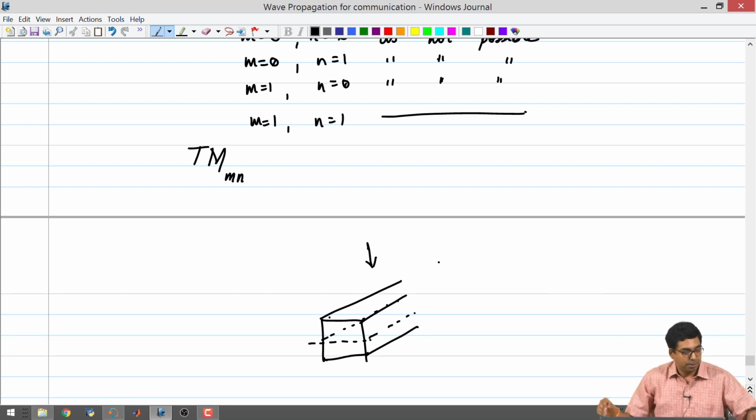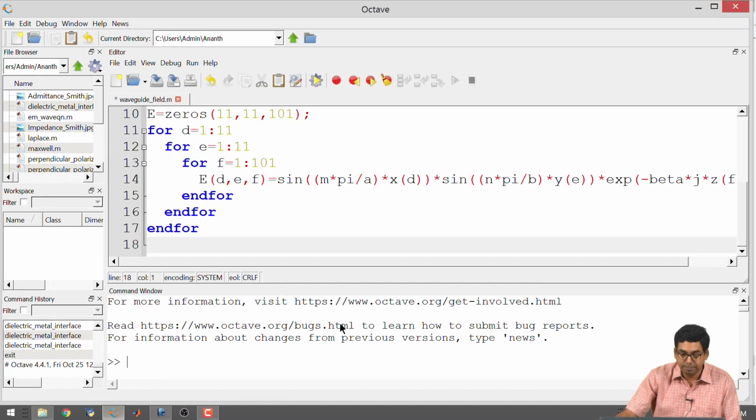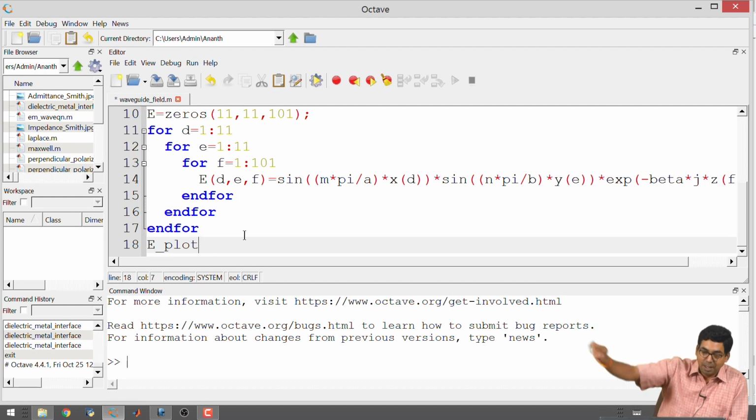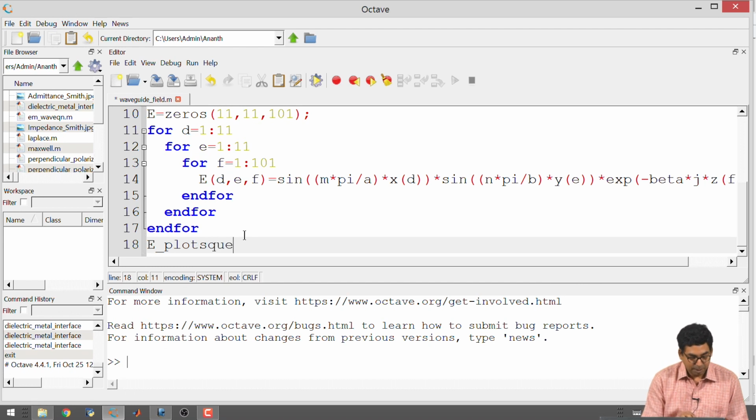So I am going to go ahead and do this. I want to create a field to plot, so I am creating a new variable. E of d comma e comma f will have the value of fields at all positions, but for the sake of plotting I am just picking up a slice. There is a command in Octave which allows me to do this.